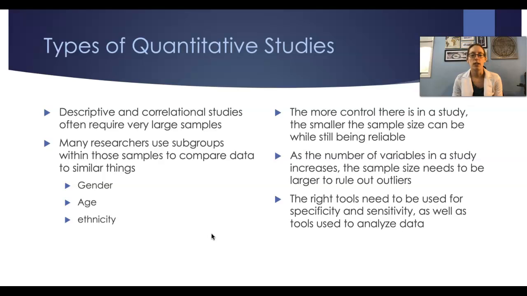There's more control in a study with a smaller sample size, as long as it's still reliable. As the number of variables in a study increases, the sample size needs to be larger because otherwise you're going to have a lot of outliers. If you recall, we want that on the bell curve, so there shouldn't be a whole lot of outliers out here and there shouldn't be a whole lot of outliers out here. So we need it kind of in the middle. A larger sample helps you even that out. And then the right tools need to be used for specificity and sensitivity, as well as tools used to analyze data.